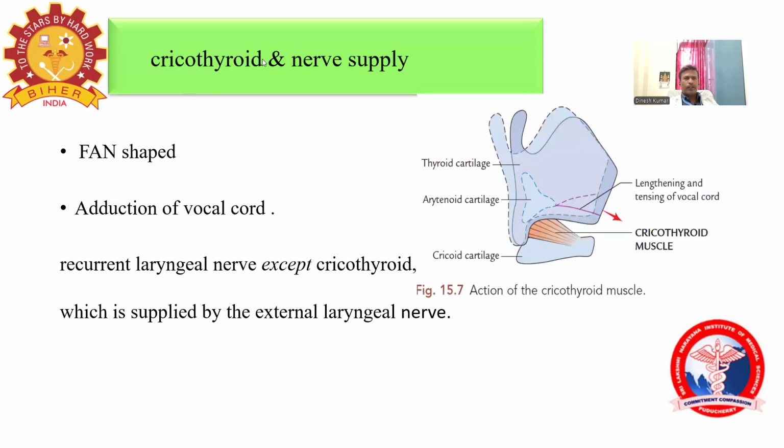Next, it comes to the cricothyroid and the nerve supply. So it's a fan-shaped muscle. See here, this is the cricothyroid, which tenses the vocal cords. The muscles are supplied mainly by the recurrent laryngeal nerve, except the cricothyroid, which is supplied by the external laryngeal nerve. So this is the cricothyroid muscle.